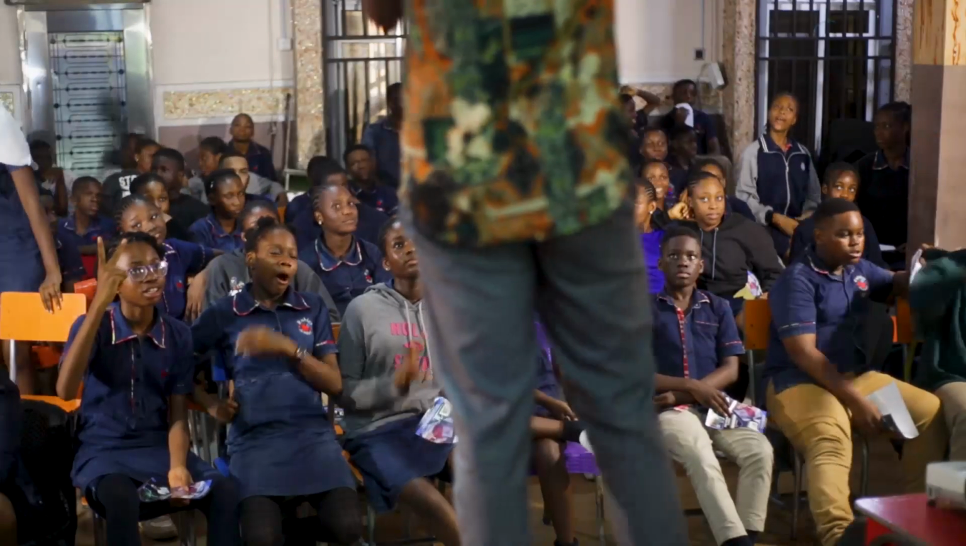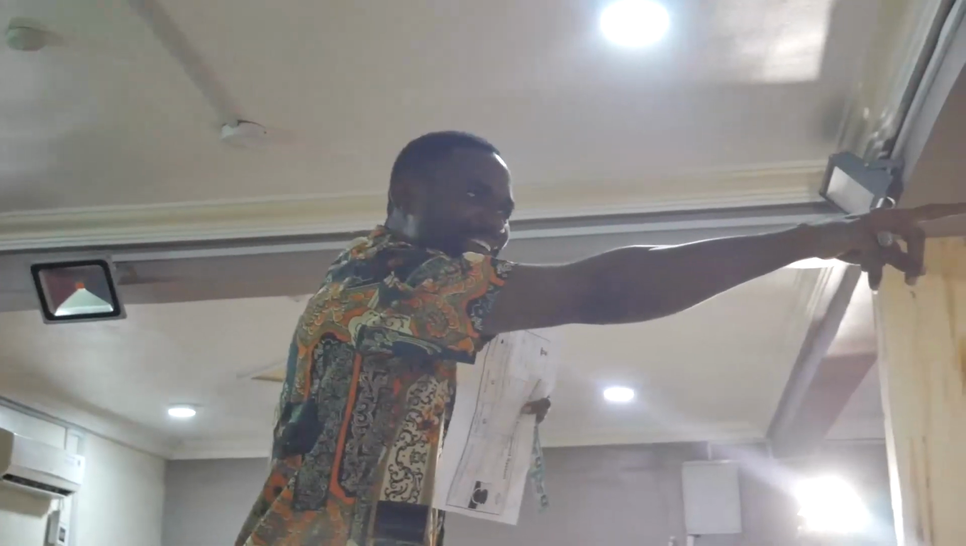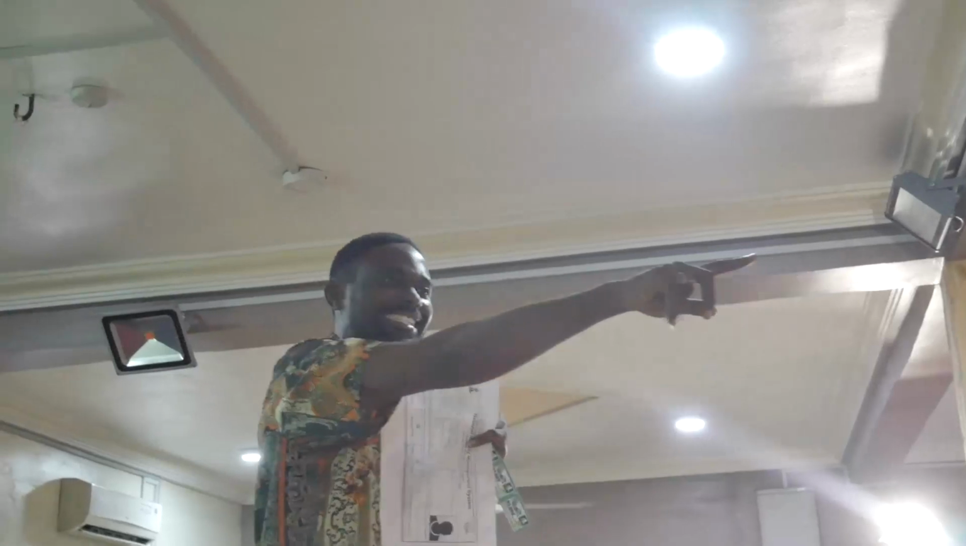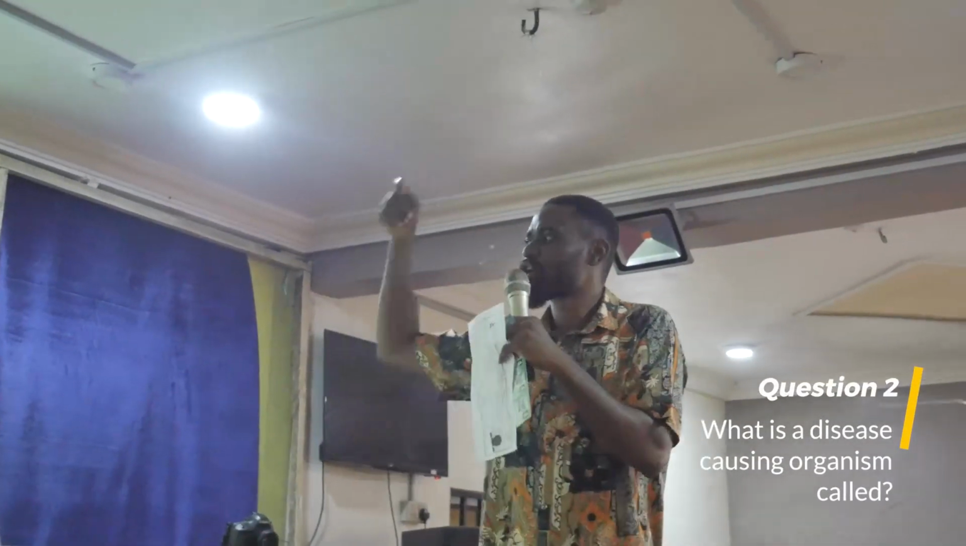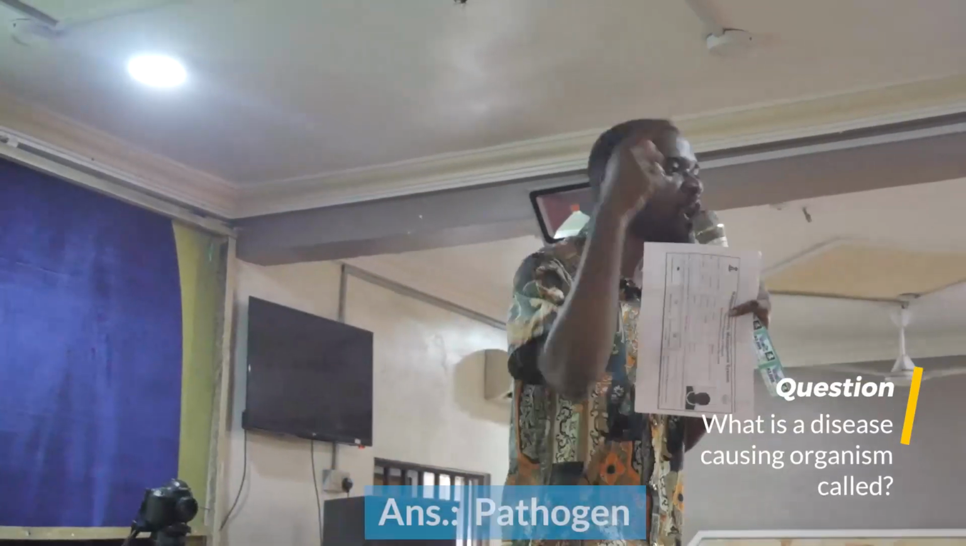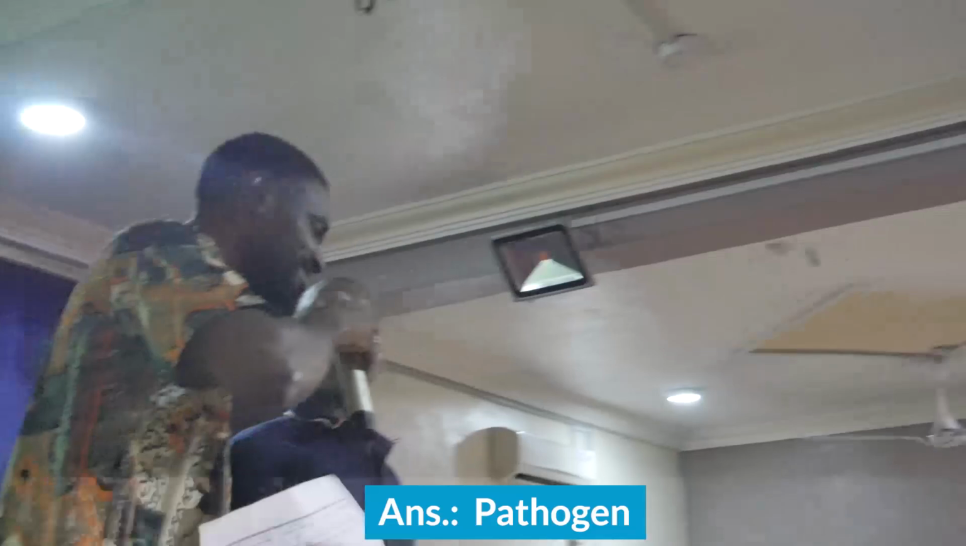Number two, okay. It's like you have seen the answer of this number two. So let's have a look. The question is, what is a disease causing autism called? Okay, so what is the answer, please?